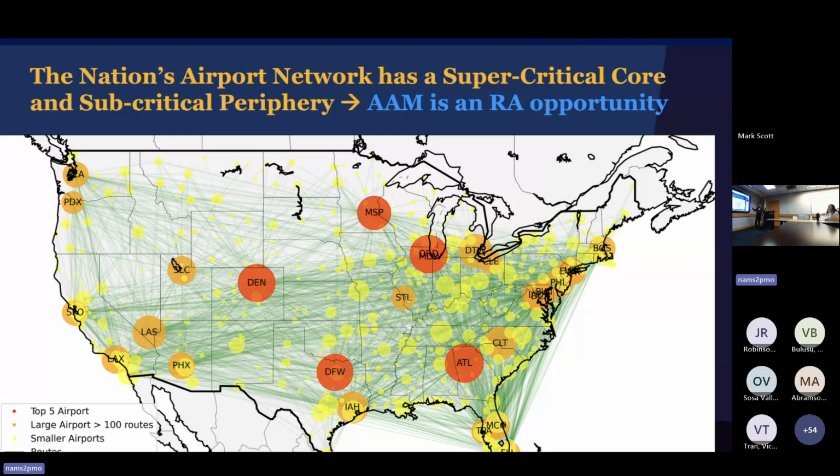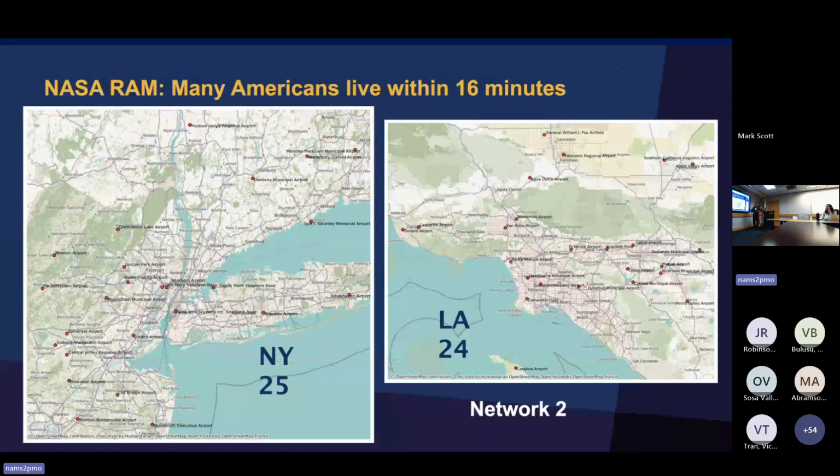So, we all know this. I think this was in NASA's RAM study, that the nation's airport network has a supercritical core and a subcritical periphery. It's a very small number of airports. So I do think that AN is a regional airport opportunity. People think these airports are in the wrong places. I think they're not. The airports are located to serve as many people as BART. Next slide. A lot of this was motivated by NASA's RAM work. Many cities have a lot of airports. Next slide.